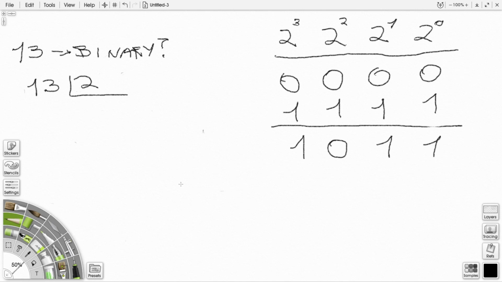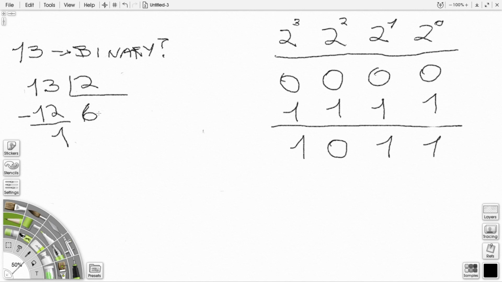Then we're going to go backwards. You guys are going to see what I'm doing. So 13 divided by 2 is 6. I was going to say 7, sorry. So 6 times 2 is 12. So what is the remainder? Well, the remainder is 1.